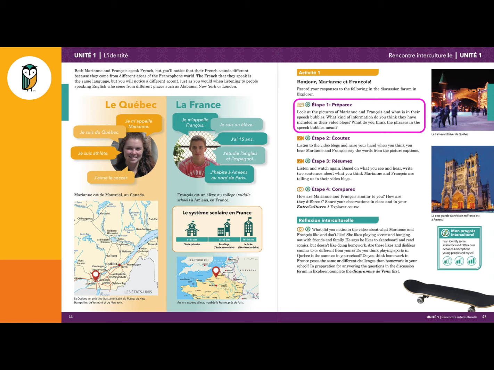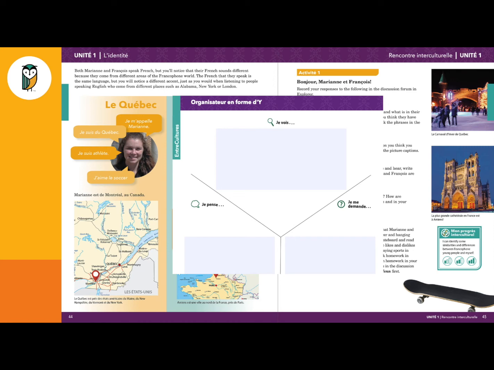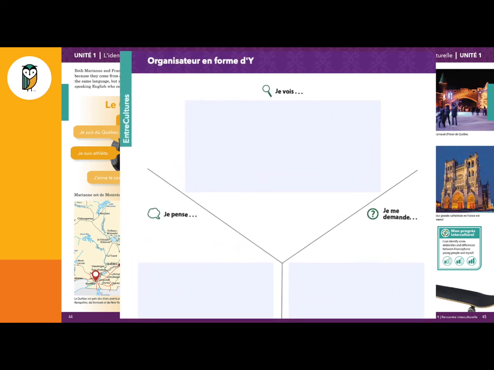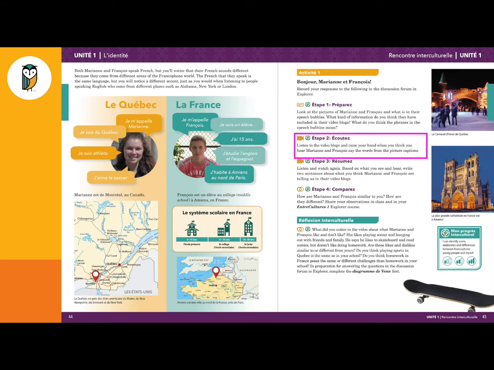For our first activity, a before viewing or previewing activity, students look at the speech bubbles for both Marianne and François that you see on the page to the left. They write down in a graphic organizer what they see, what they think it means, and then they write down any questions that they are wondering about. Je vois, je pense, et je me demande.